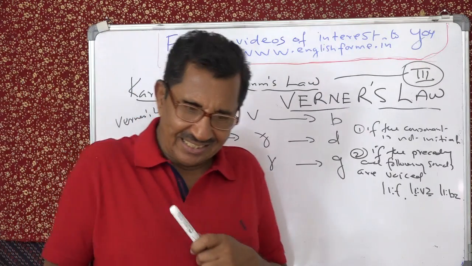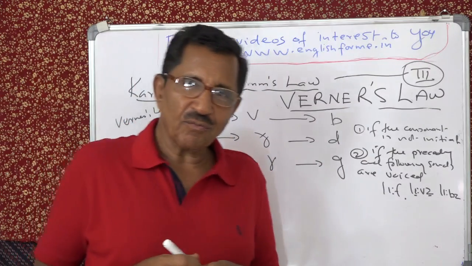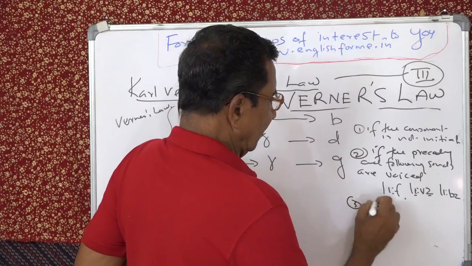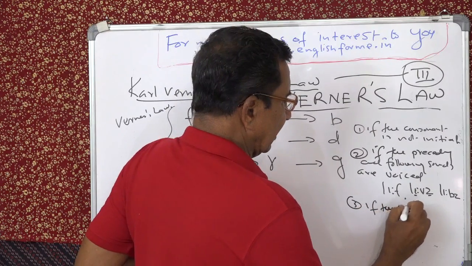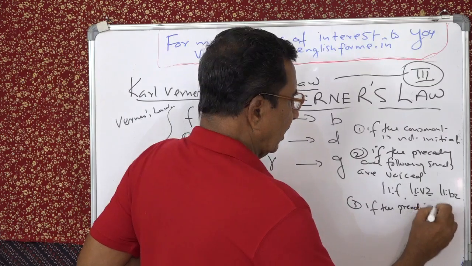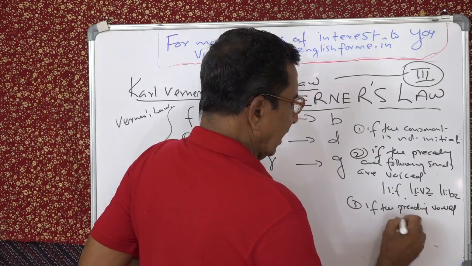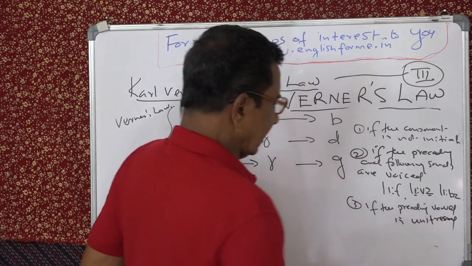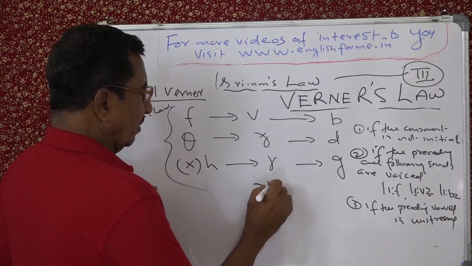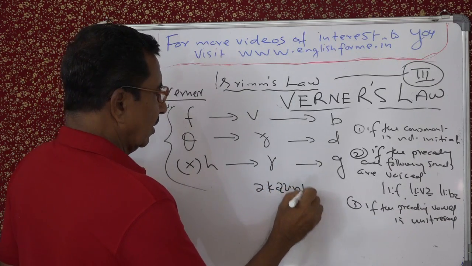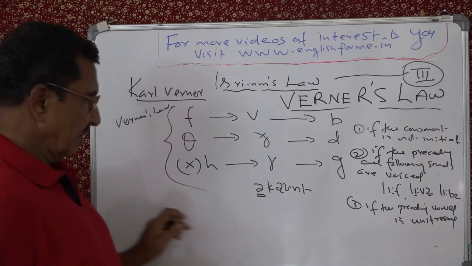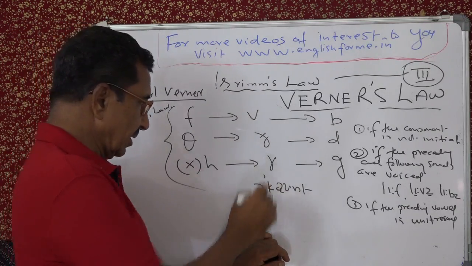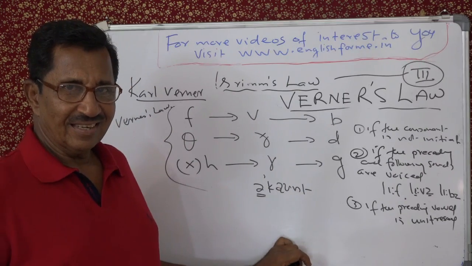And the third reason he says is the preceding vowel is unstressed. Third, if the preceding vowel is unstressed. For example, I will give you words like this. See, account. When you say account, this vowel is unstressed. We don't say account, we say account. The stress is here on cur. Understand?